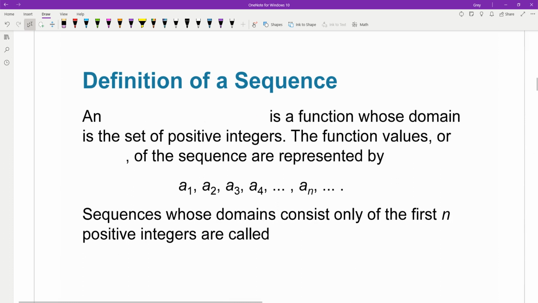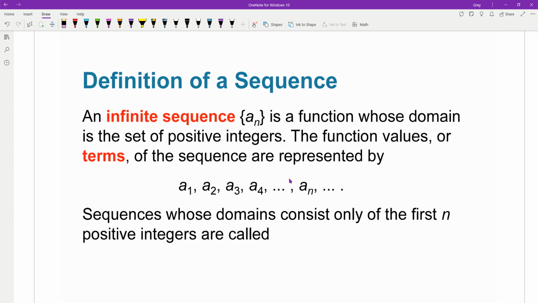First off, we have the definition of a sequence. We have an infinite sequence. It's a function whose domain is the set of positive integers. Each of the function values is referred to as a term. And if you have a sequence, the term is denoted by a subscript. So a sub 1, a sub 2, a sub 3, a sub 4, and so forth to a sub n. The domain of any function, as we said earlier, is the set of positive integers.